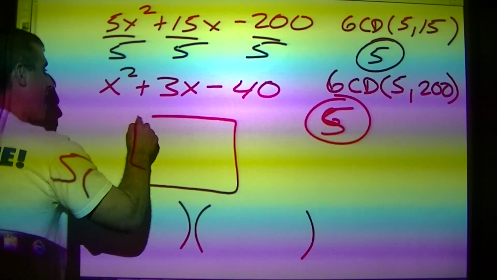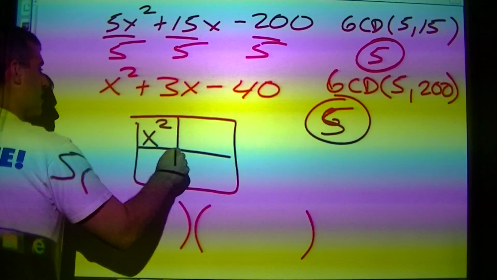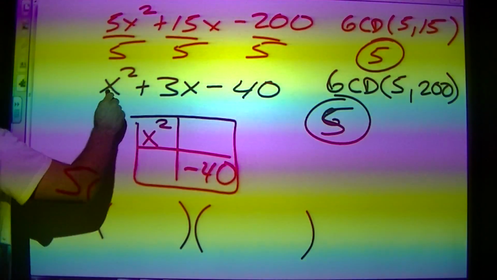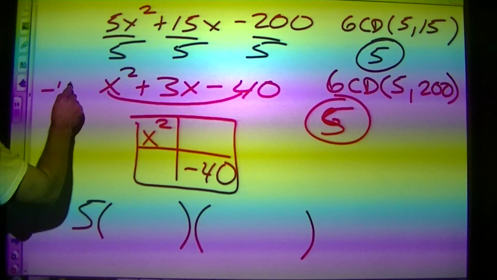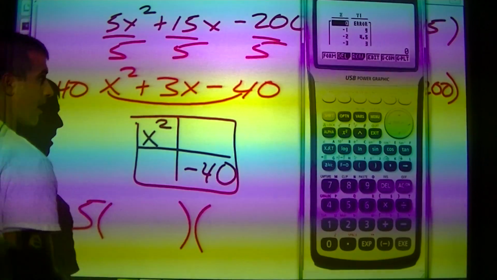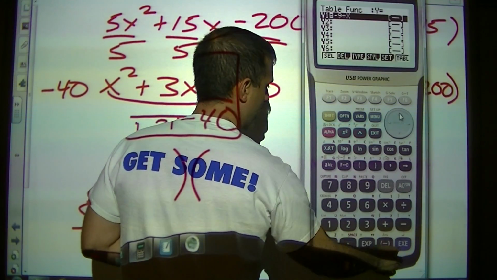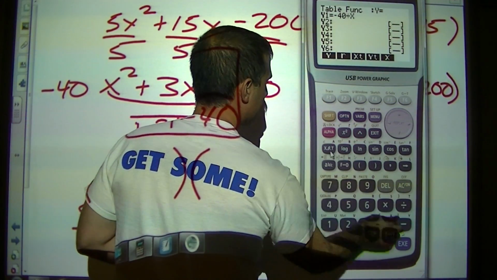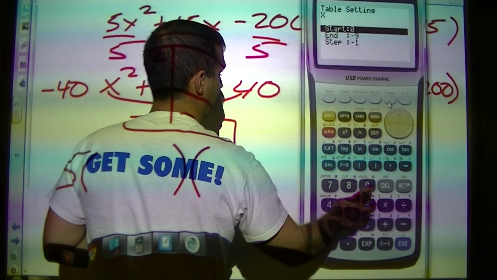All right? And what I have here is x squared and negative 40. If I multiply that, I get negative 40. So that's what I'm looking for. I'm going to go back in here. I'm going to do negative 40 divided by x. Okay, I'm going to set my table.